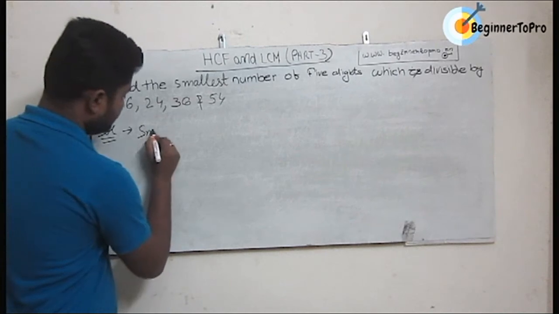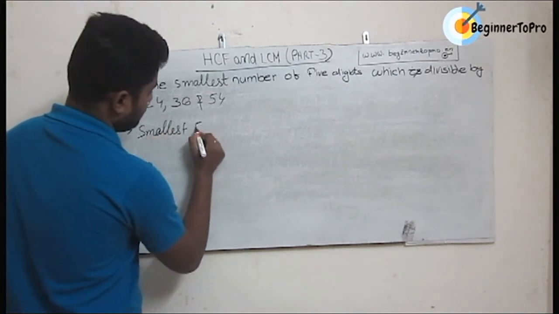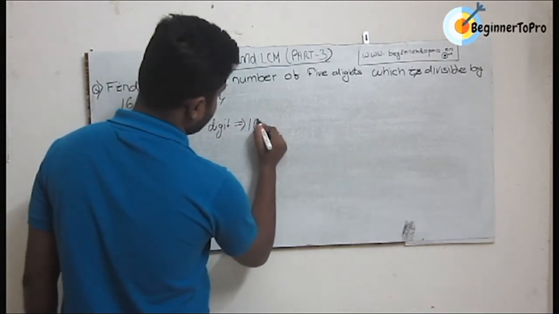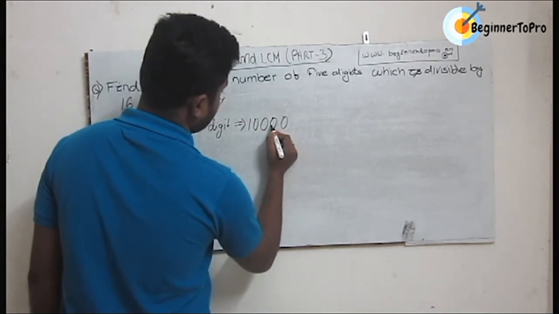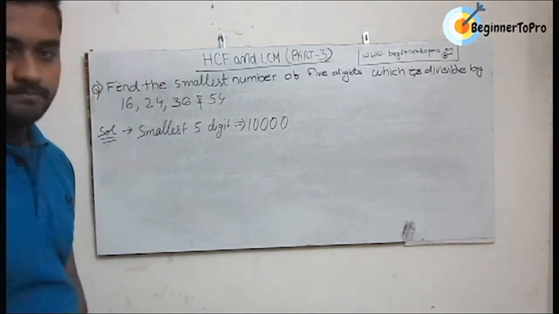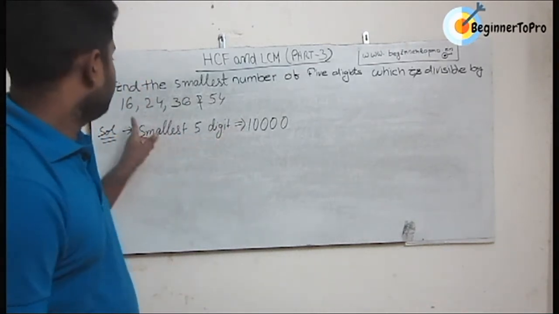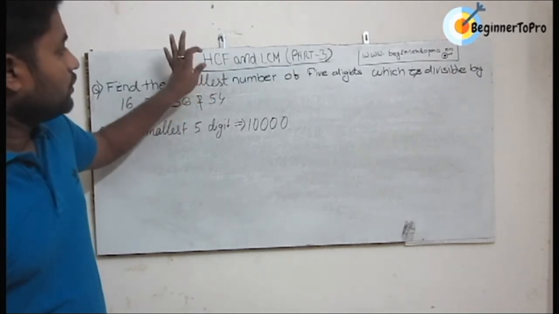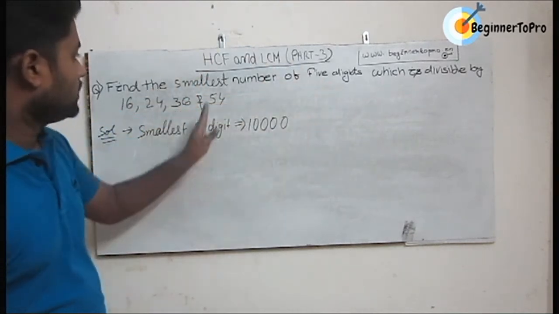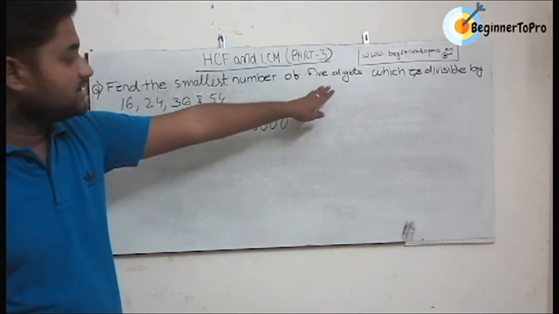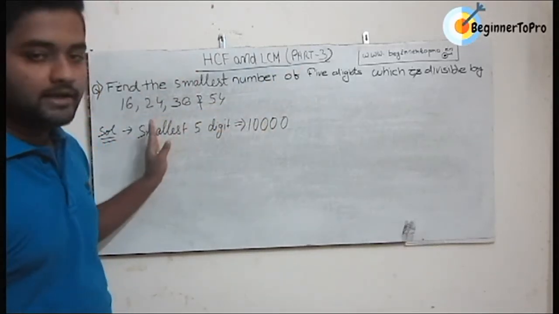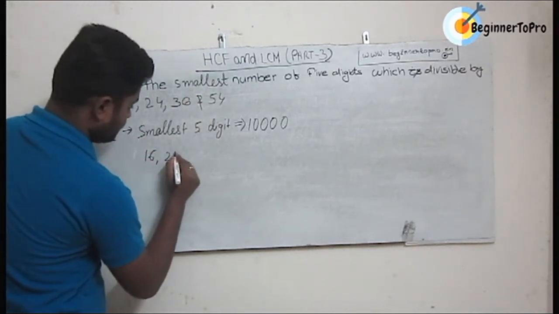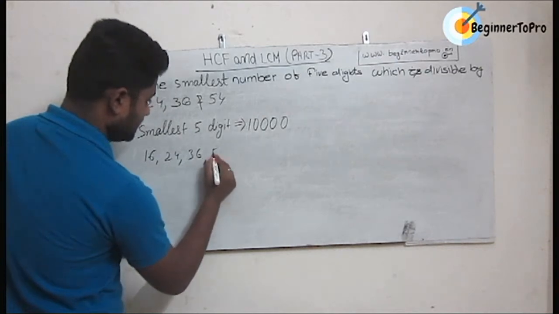So the smallest 5-digit number will be 10,000. Now we will find the LCM. Whether the question asks for the smallest or greatest number of any digits, always try to find the LCM of the given numbers. So what will be the LCM of 16, 24, 36 and 54?